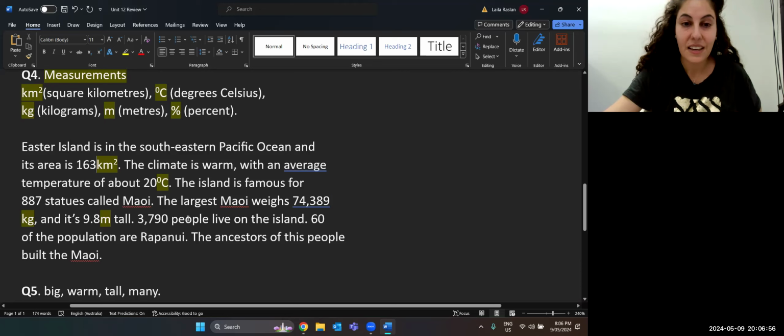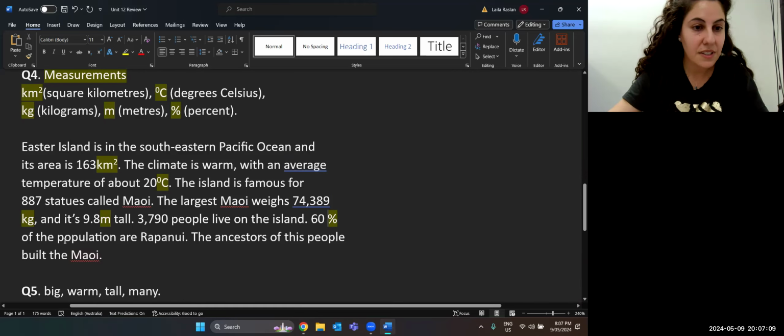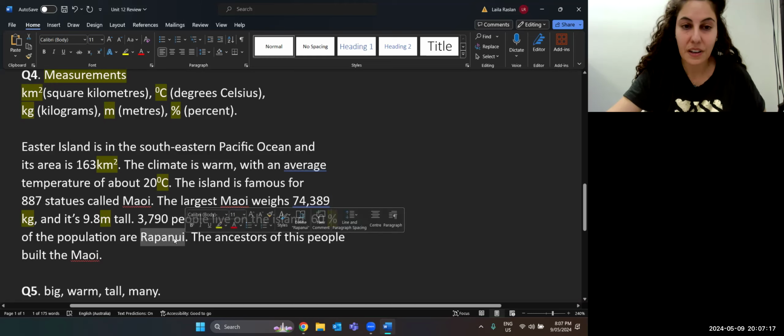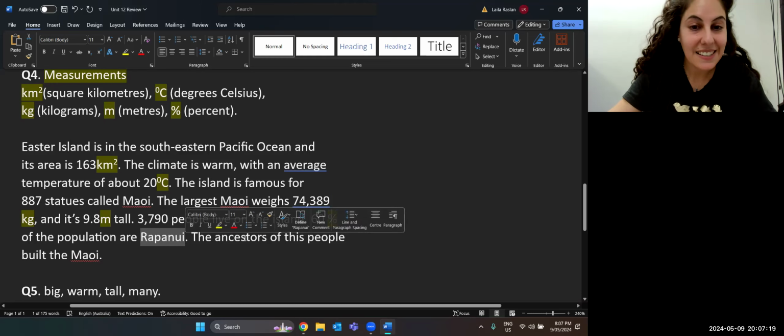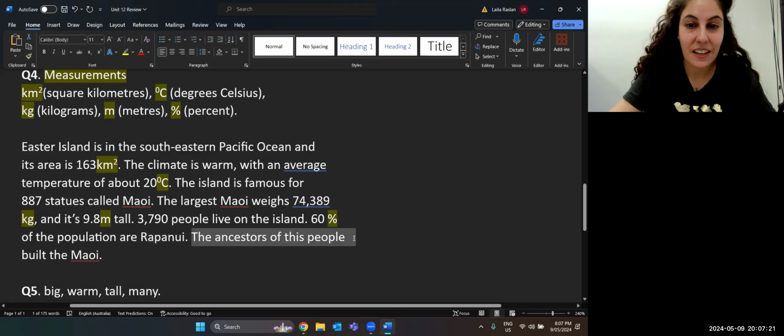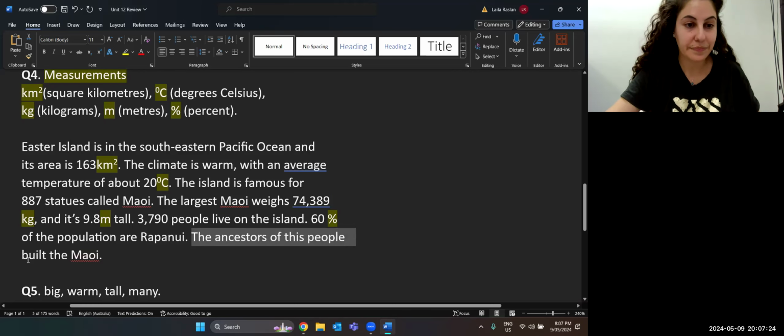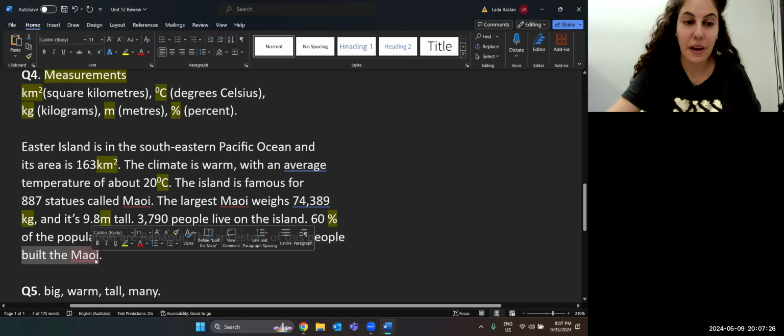3,790 people live on the island. 60%. So 60% of the population are Rapa Nui. The ancestors of these people built the Moai.